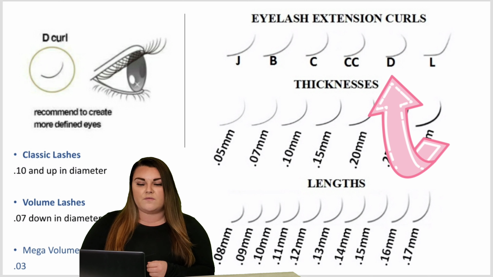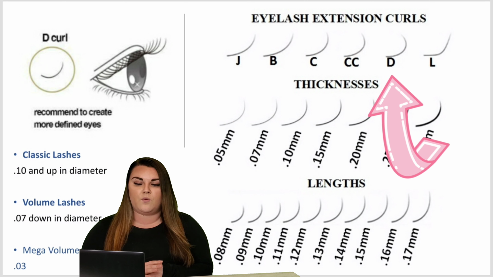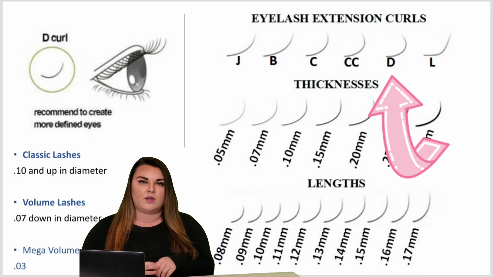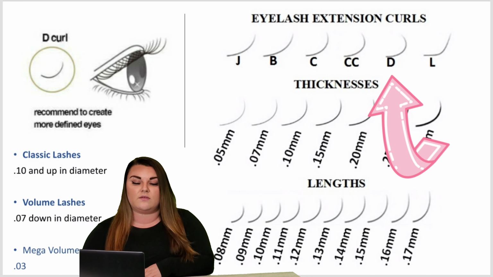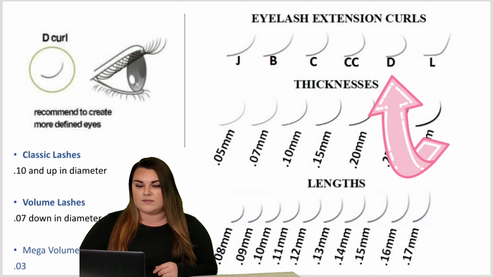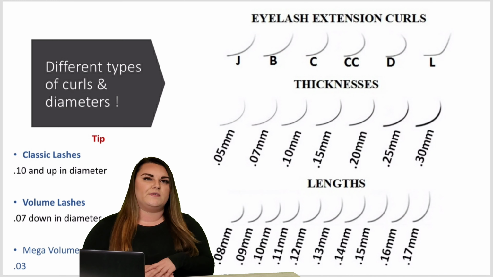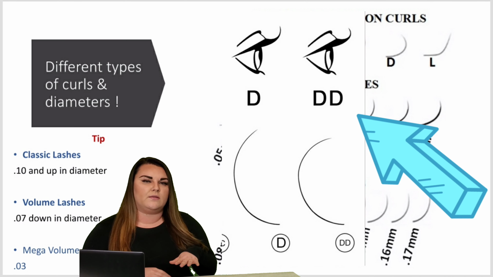And then the D curl would be the next step up. This curl adds more of a lift than the C curl, and it's for added definition and to kind of give it a sweet look. So it's recommended to create more defined eyes. Next would be the DD curl. If they like the D curl but they want to go a little bit more dramatic, the DD curl would be the best.